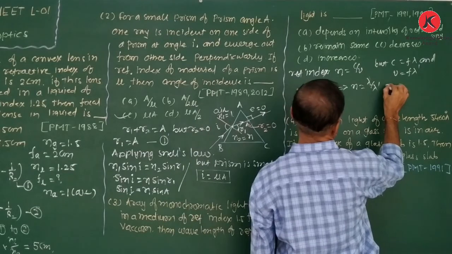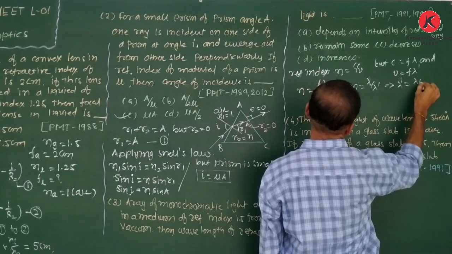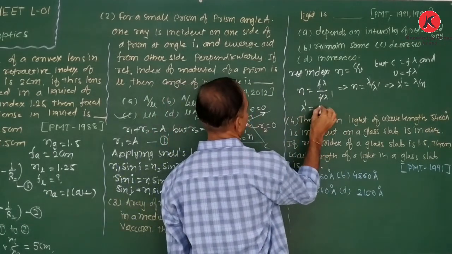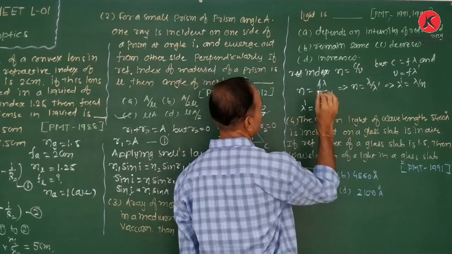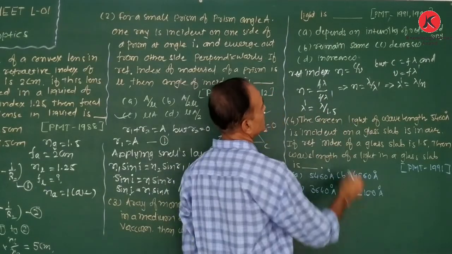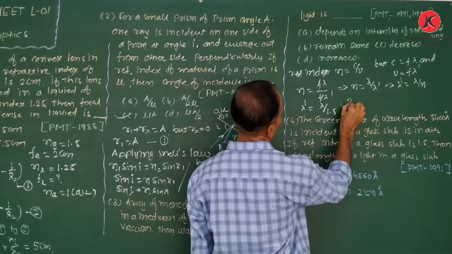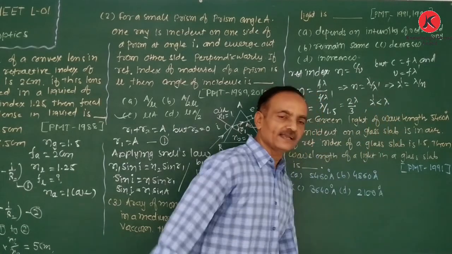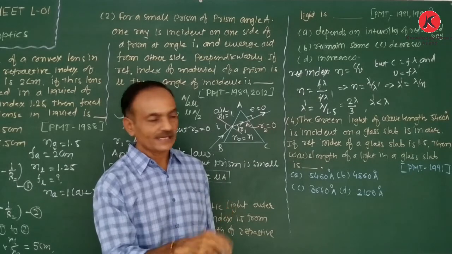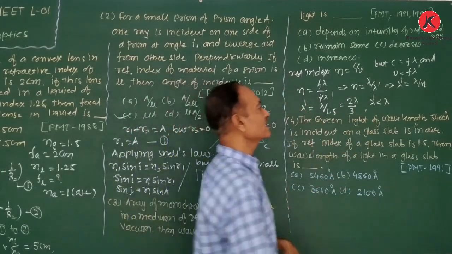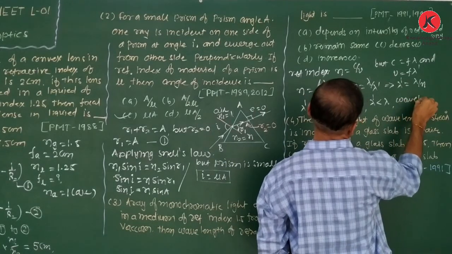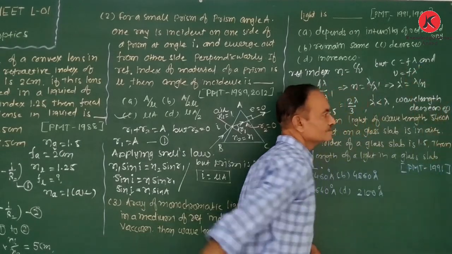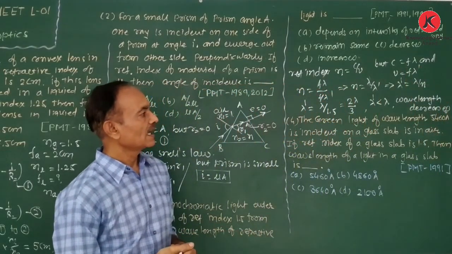Therefore, the new wavelength lambda dash is equal to lambda upon n. n is given as 1.5. Therefore, lambda dash is equal to lambda upon 1.5, which is 3 by 2, therefore 2 lambda by 3. Therefore, lambda dash is always less than the wavelength of the incident light. The wavelength decreases. Clear this? Okay.